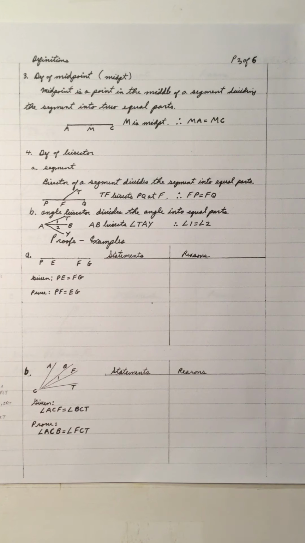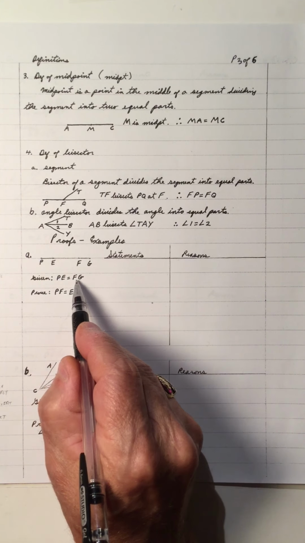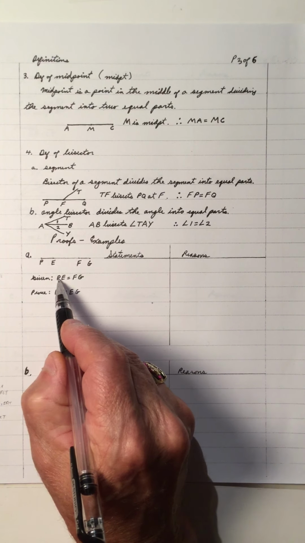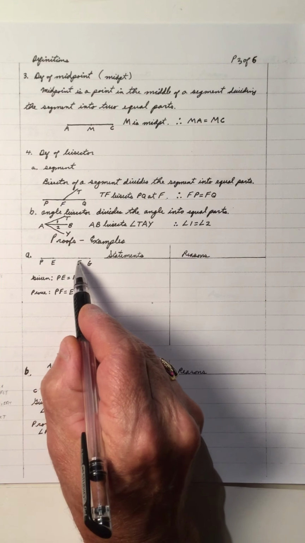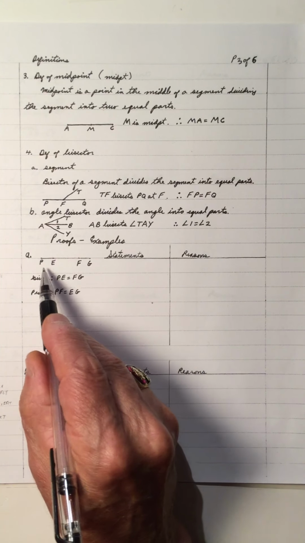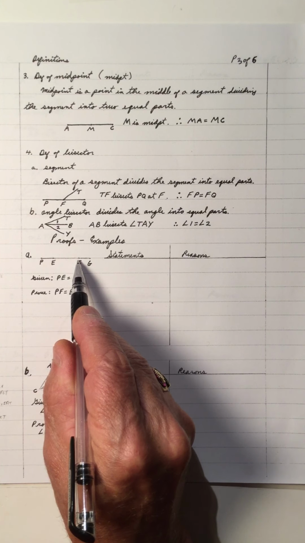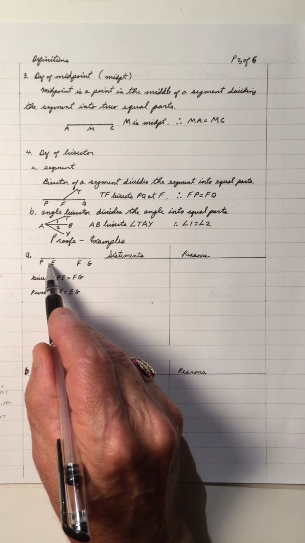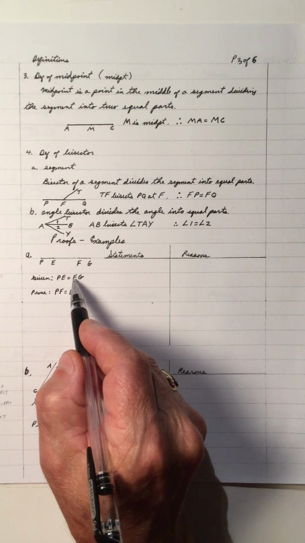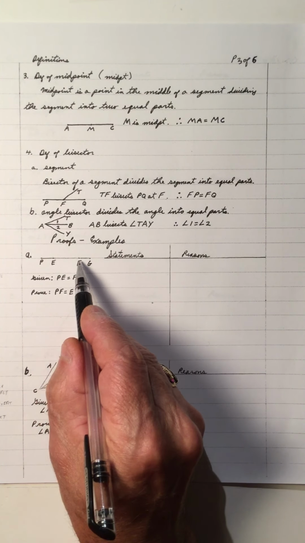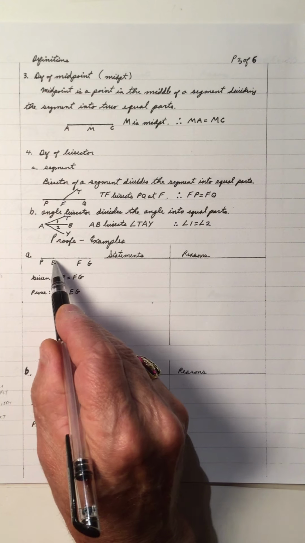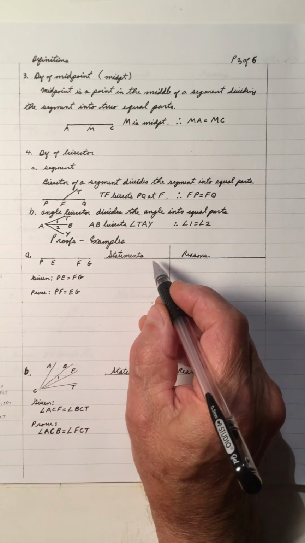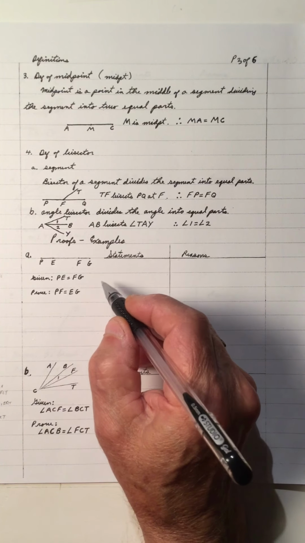When you do proofs, you also look at what you're given and what you're trying to prove. So the given is that PE, this segment, is equal to FG. But we want to prove that PF, which is this segment, is equal to EG. Notice PE is small, FG is small, but PF is the large one. So PF is PE plus FE, so we're going to have to do what we call add on. To make it bigger, you have to add.